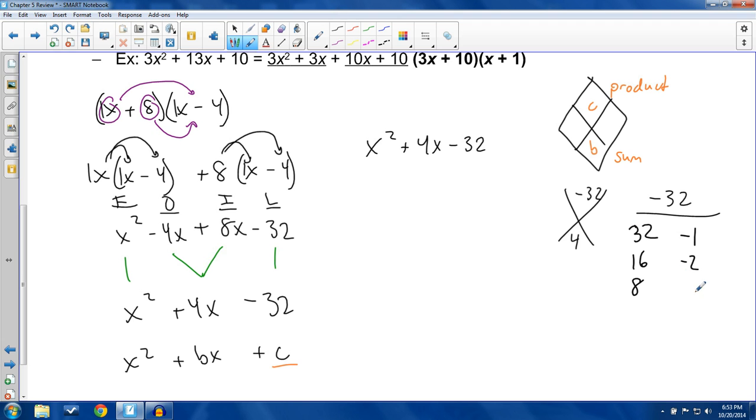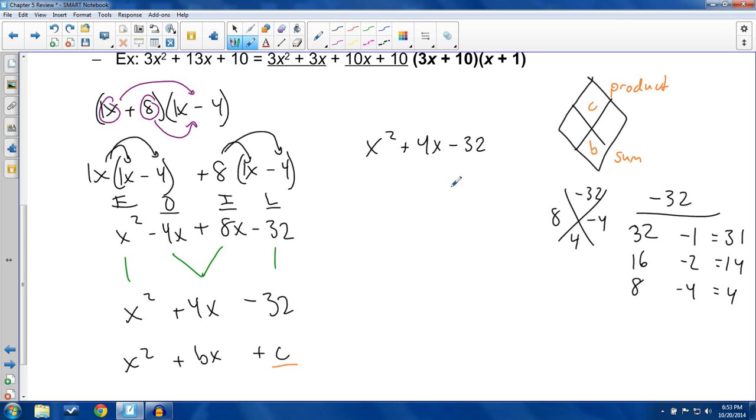So you take a look at these guys right here. If I listed negative 8 and 4, I know I'm not going to get positive 4 as an answer. So you might as well only list the ones that will get you a positive result. You add these up. This gives you 31. This gives you 14. This gives you 4. Oh, there it is. We're good. Your two numbers are 8 and negative 4.